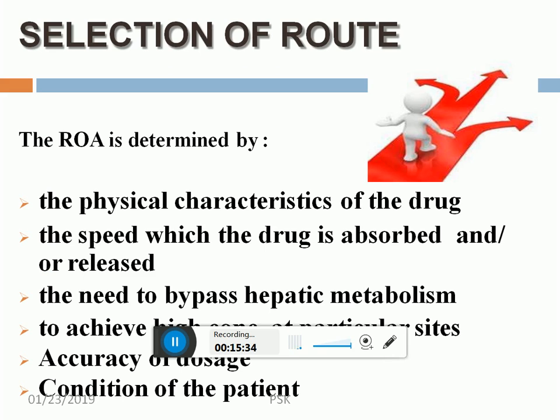So you must know how to select the route. Here the factors are the physical character of the drug, the speed at which the drug molecule will be absorbed and released, the need to bypass hepatic metabolism to achieve the site, the accuracy of the drug, and the condition of the patient. Based upon the following factors, you must select the route of the drug, in which way you may give the drug to the patient. Based upon the way, you'll get the effect.